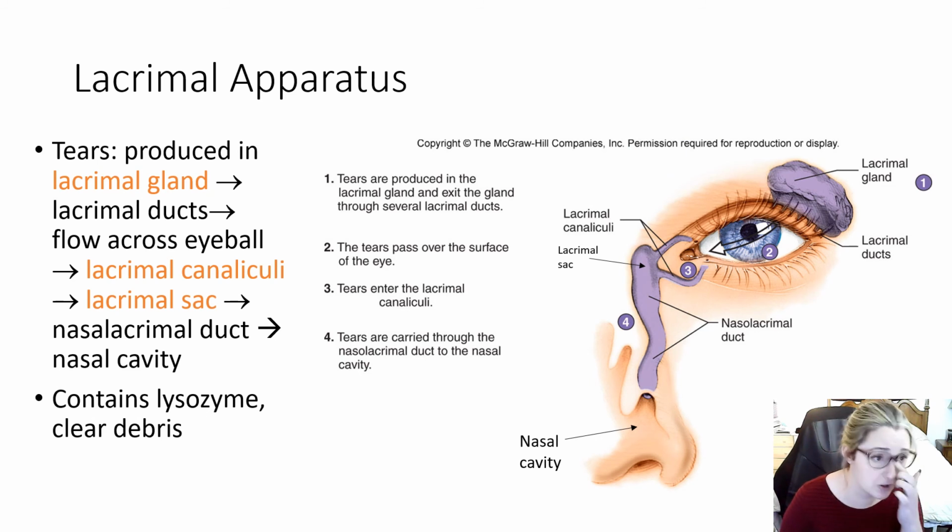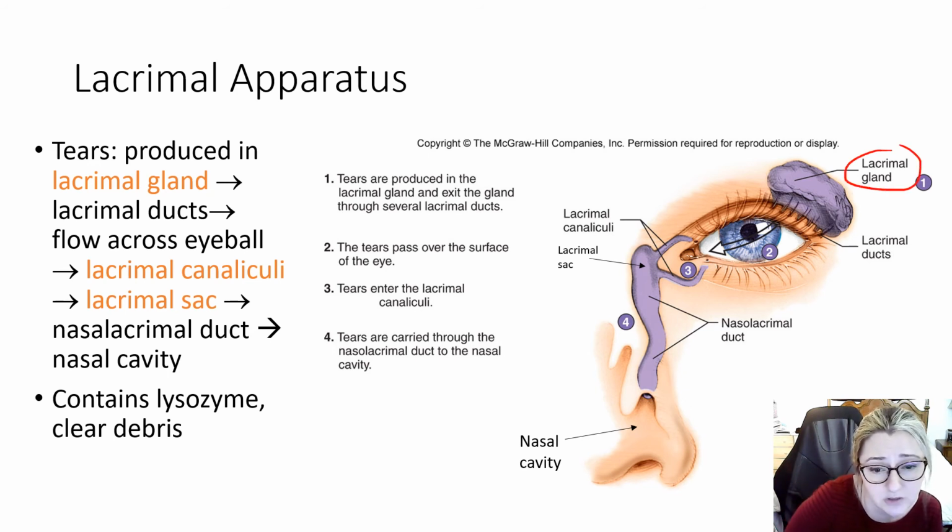I do want you to know the process of how tears enter the eye, and I never want to hear you say, oh, my tear ducts are overactive. Your tear ducts don't produce tears. That's the lacrimal gland, the structure here that looks like a chewed up piece of bubble gum sitting above the corner of the eye.